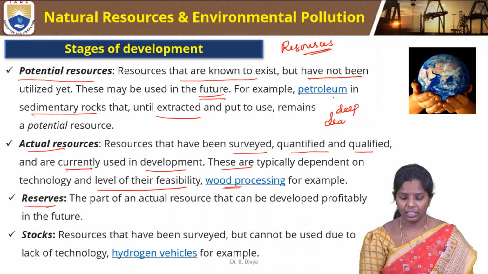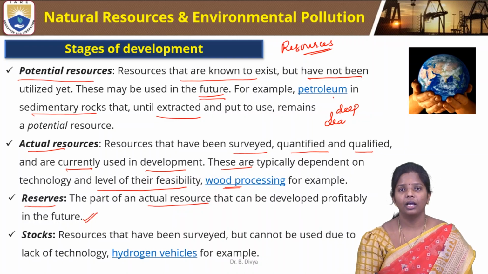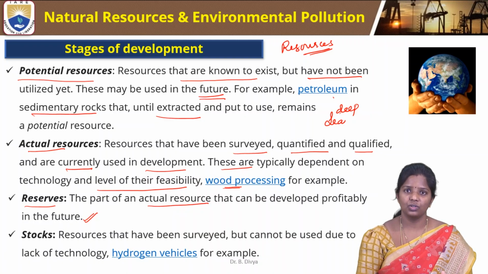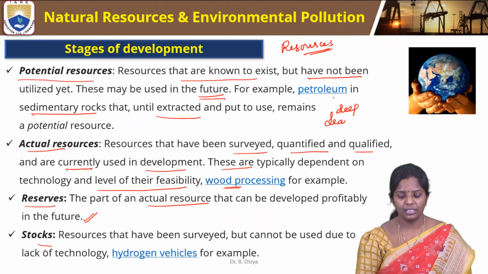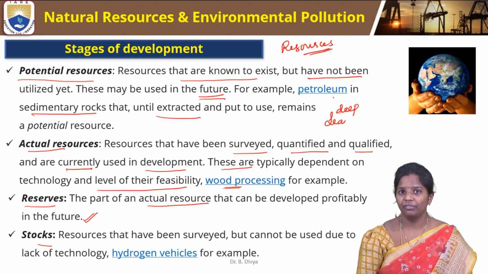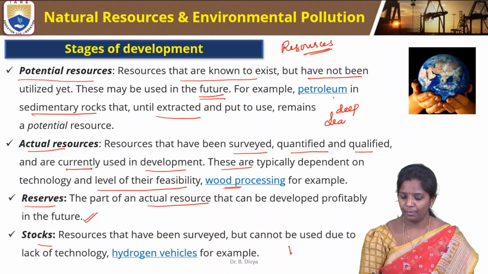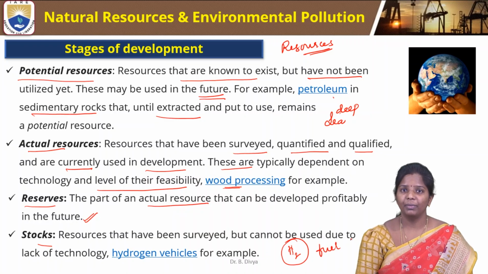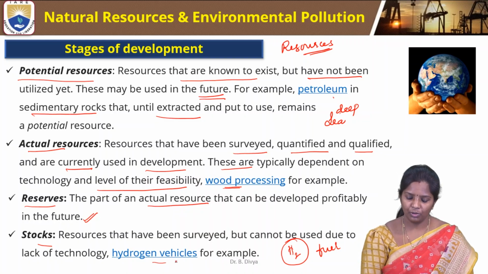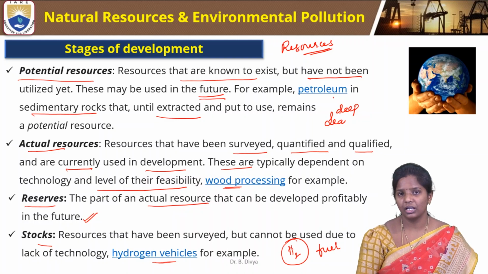Then reserves. A reserve is the part of an actual resource that can be developed profitably in the future. The resources are already present, but in future we will be developing them. Those are called reserves; we are reserving that resource for the future. Then stocks: resources that have been surveyed but cannot be used due to lack of technology. We know that this resource can be used, but we don't know how to use it. For example, water splitting gives hydrogen that can be used as a fuel, but we don't know how to make cost-effective hydrogen generation. That is why we are unable to put it into practice for making hydrogen vehicles. This is an example of stocks.